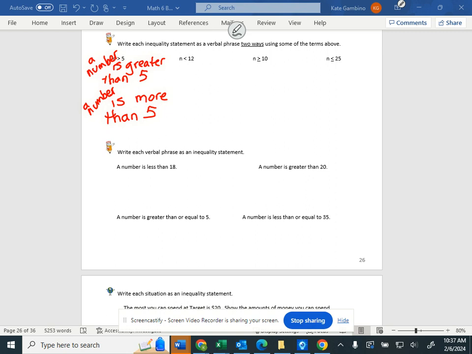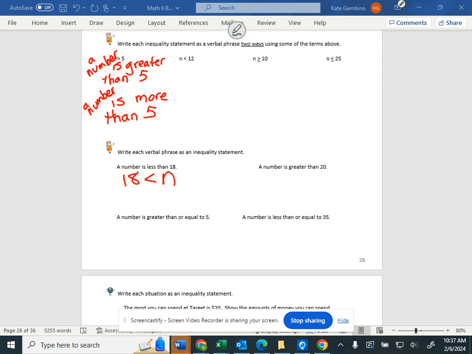So then if we look down below, it says write each verbal phrase as an inequality statement. There's only one way to write an inequality statement. So we only have to write one time. So a number is less than 18. How would that look, Melanie? 18 is the less than symbol and then n. So you said 18 less than n.